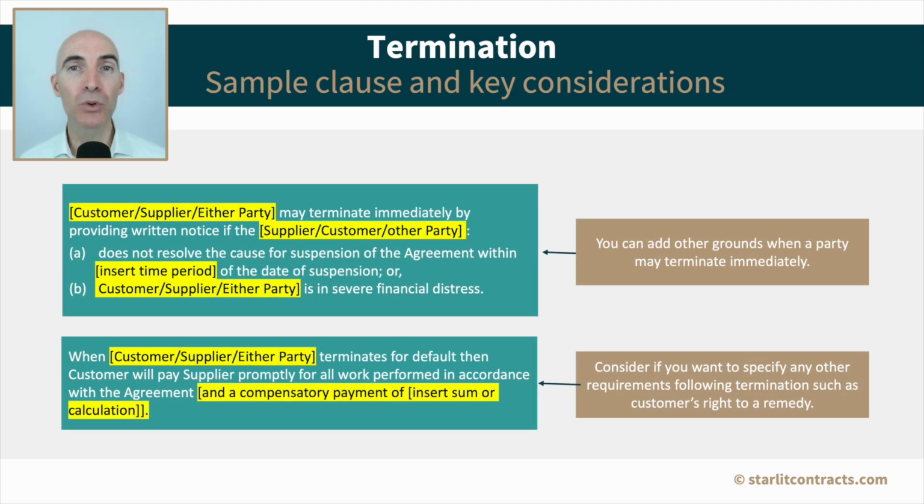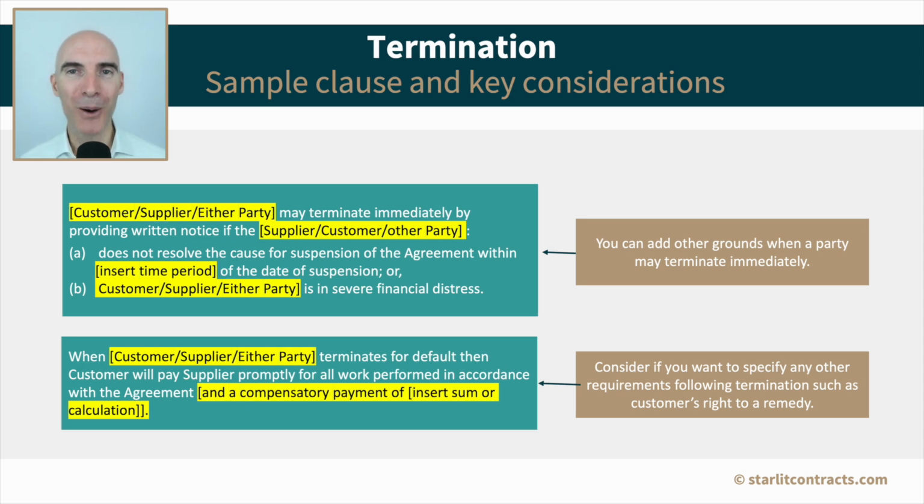Let's look at another sample clause, but this time when a party might want to terminate due to a default by that other party. Customer, supplier, or either party may terminate immediately by providing written notice if the supplier, customer, or other party does not resolve the cause for suspension of the agreement within a certain time period of the date of suspension, or the customer, supplier, or either party is in severe financial distress. So the idea here is that you can expand on this list of items for when you can terminate for default according to your specific requirements in your contract.